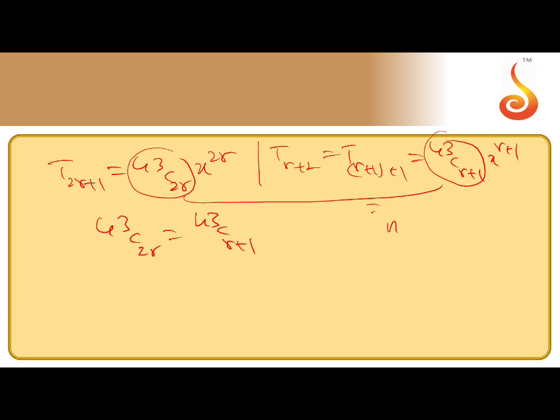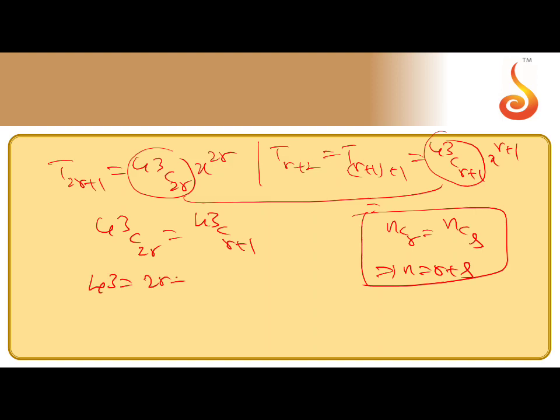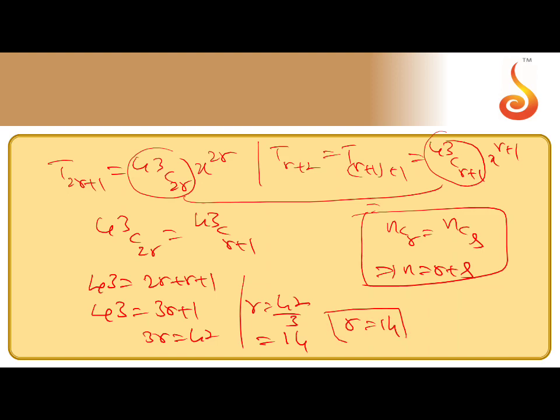So we have one property in binomial coefficients: nCr equals nCs, then n equals r plus s. This is the most important property. Here n is 43, equal to 2r plus r plus 1. So 43 equals 3r plus 1. So 3r equals 42, r equals 42 by 3, r equals 14. So therefore the r value is 14 only.